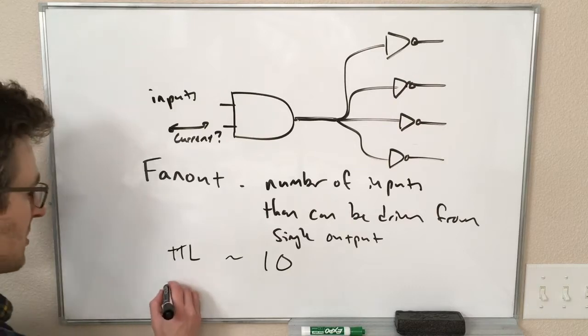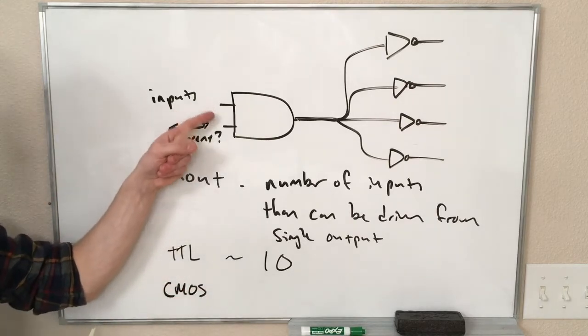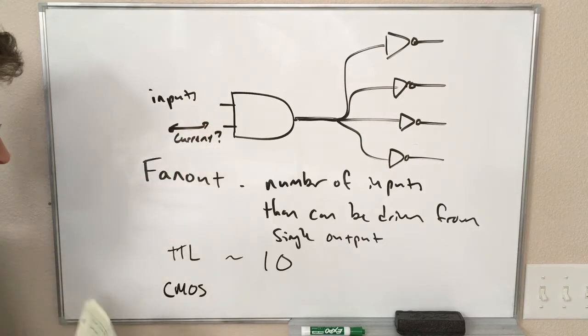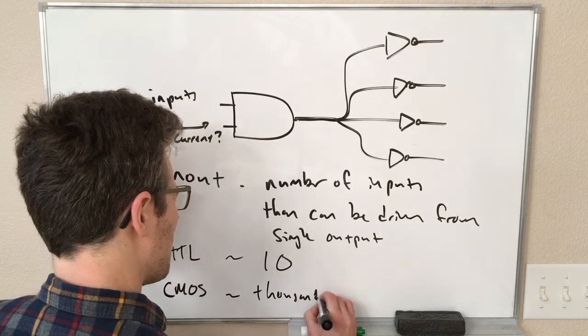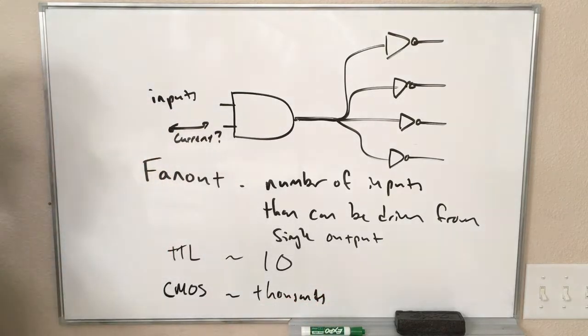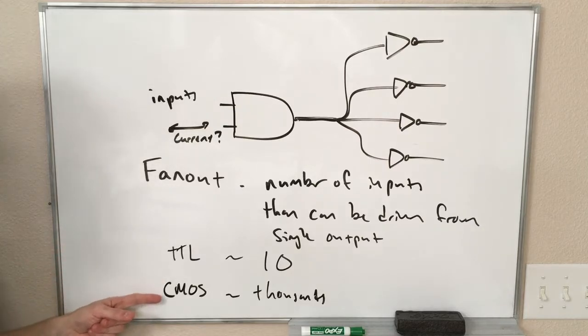For CMOS gates, because these are a different kind of transistor and they draw so little current at the inputs, for CMOS it is thousands. You can drive thousands of gates with a single gate output. Of course, you do run into problems. Usually those tend to be related to how fast you want things to switch or the capacitance of the system or things like that. But anyway, with CMOS, this is much less of a problem because so much less current is drawn.